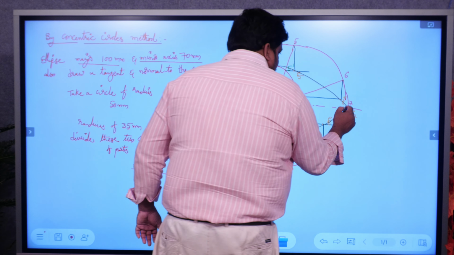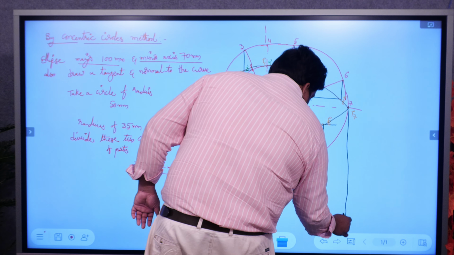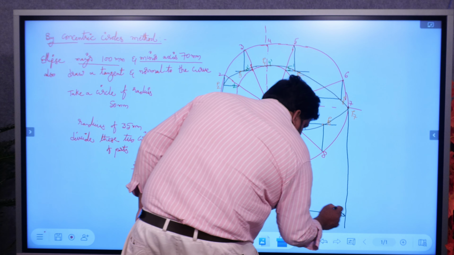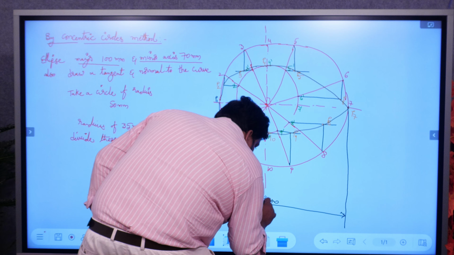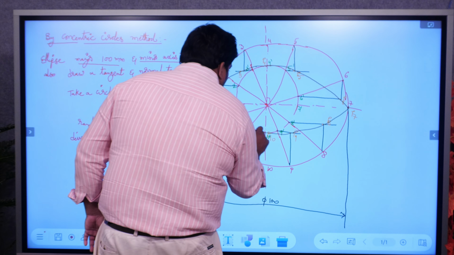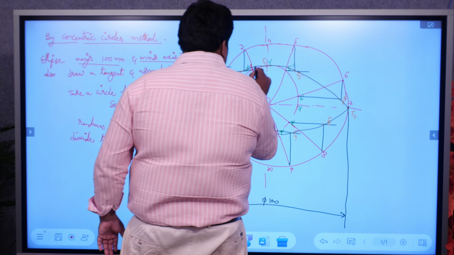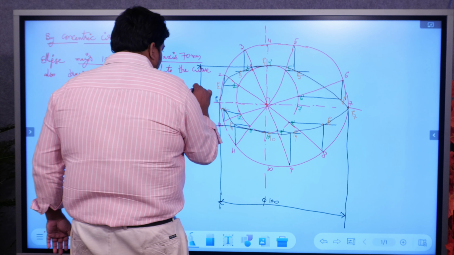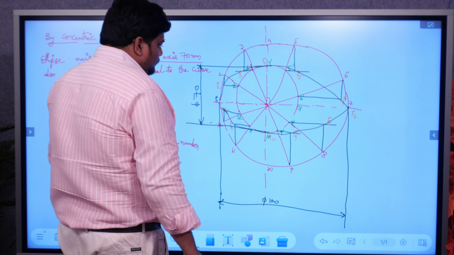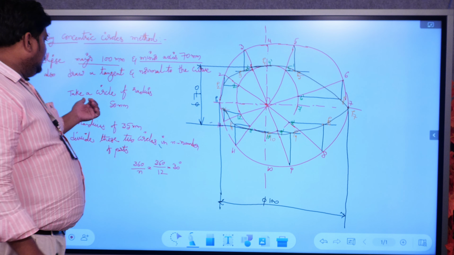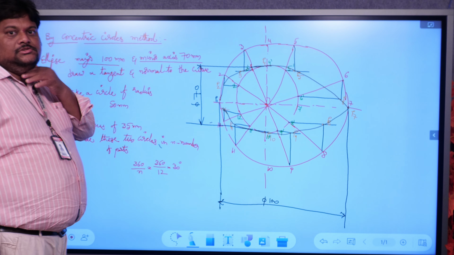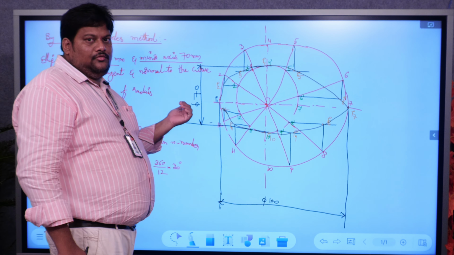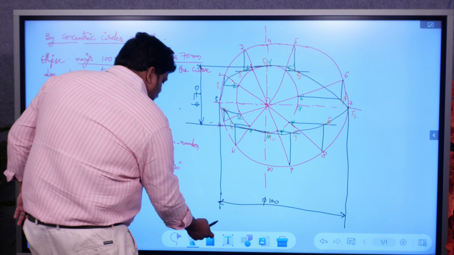Now the major axis is given as a diameter of 100 mm, and the minor axis is given as a diameter of 70 mm. Now for this ellipse we need to draw a tangent and normal at any point on the curve. In order to draw the tangent and normal at any point on the curve, we need to find the foci F1 and F2 and where they are located.